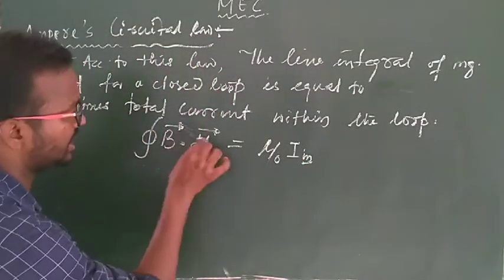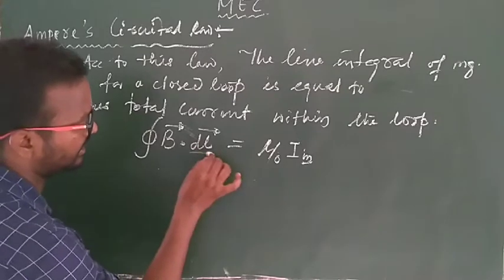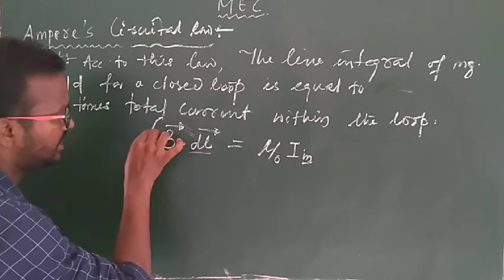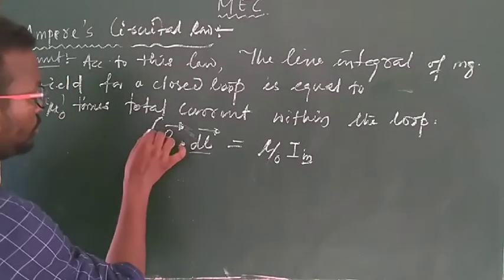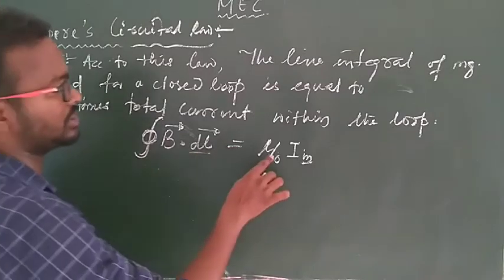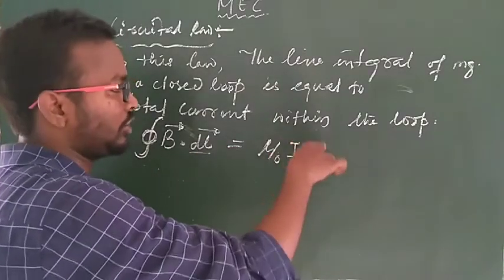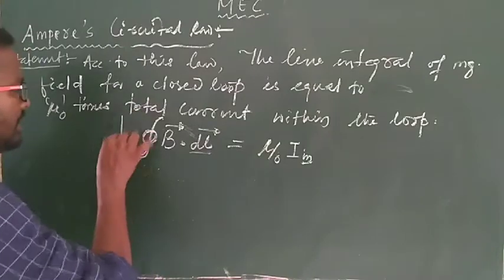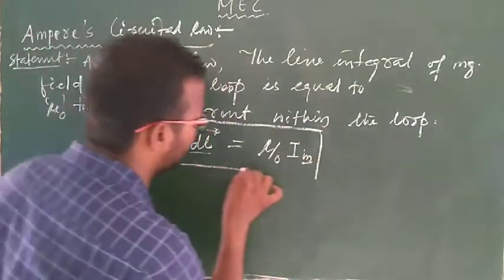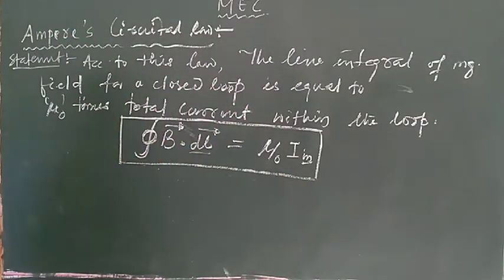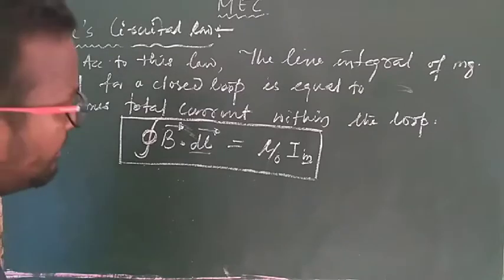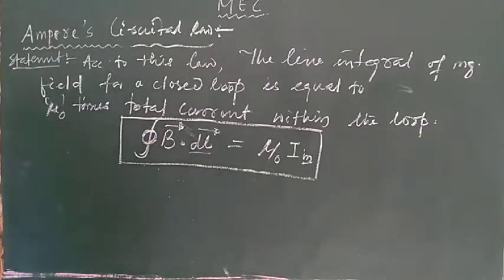What is B dot dl? This is the length element. This is called line integral, and this circle indicates the closed loop. That means the total magnetic field within a closed loop is equal to mu naught times the total current within that loop. This is an important law, and this is the mathematical formula of Ampere's circuital law. By using this law, we can find the magnetic field for a conductor. Clear?